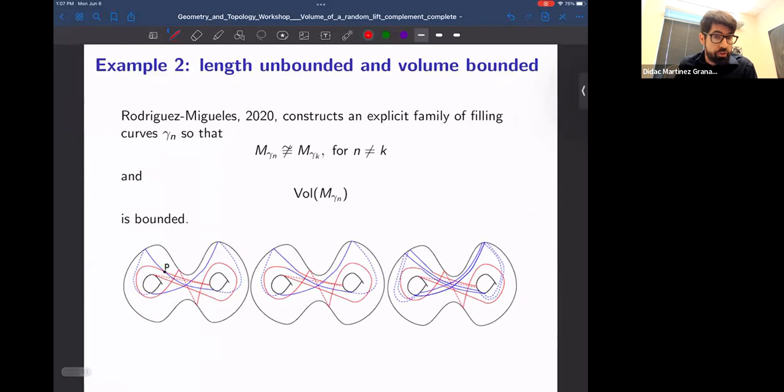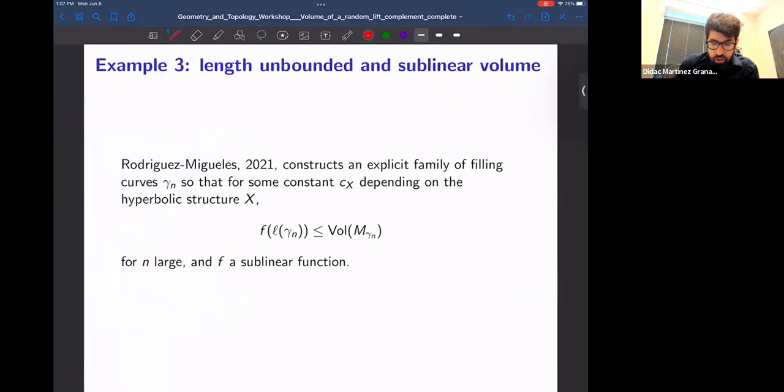There are more interesting examples. Rodriguez-Migueles shows that you can get other explicit constructions of sequences of curves with manifolds that are pairwise non-homeomorphic, yet their volumes stay bounded and their length goes to infinity. He also constructs explicit families of filling curves for which both the length and the volume blow up, they go to infinity. And in fact, he can show for those collections that the volume grows at least sublinearly as a function of the length. Okay, so these are some examples of explicit constructions of families of curves.